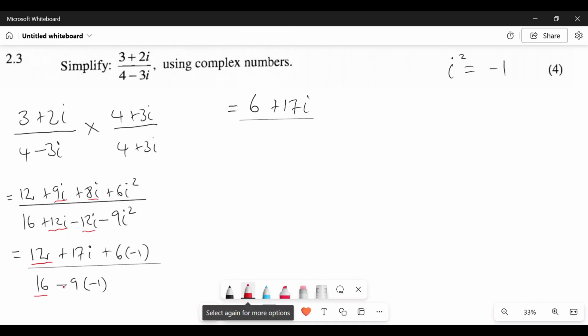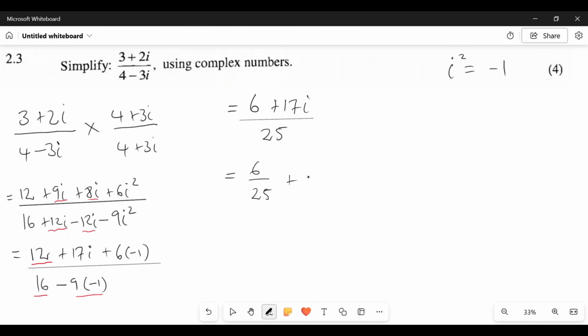And then we have -9 multiplied by -1, that is going to give us positive 9. So 9 plus 16, this is going to give us 25. So your final answer here, guys, you can say 6 divided by 25 plus 17i divided by 25. Guys, that is your final answer.